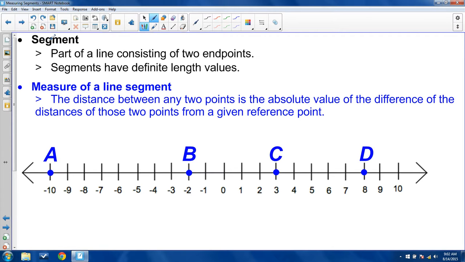Okay, we've seen this definition of segment before, but let me read it again. It's the part of a line consisting of two endpoints. So here you see, once again, a line, with arrows on the ends implying continuity. This line goes forever. If you want to have a segment or a portion of it, you just cut it off at any two points.